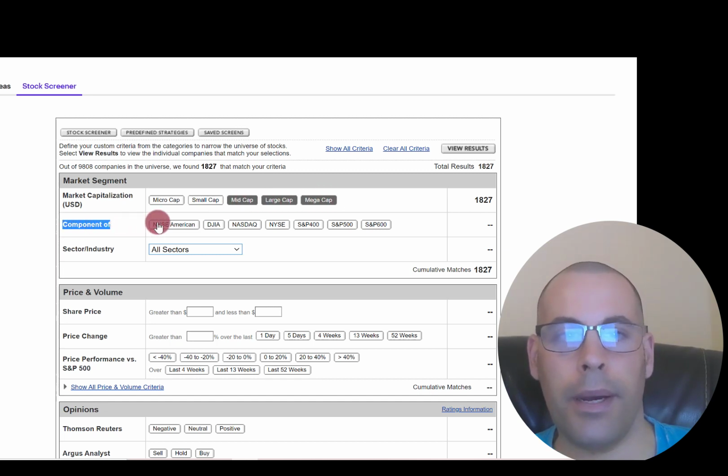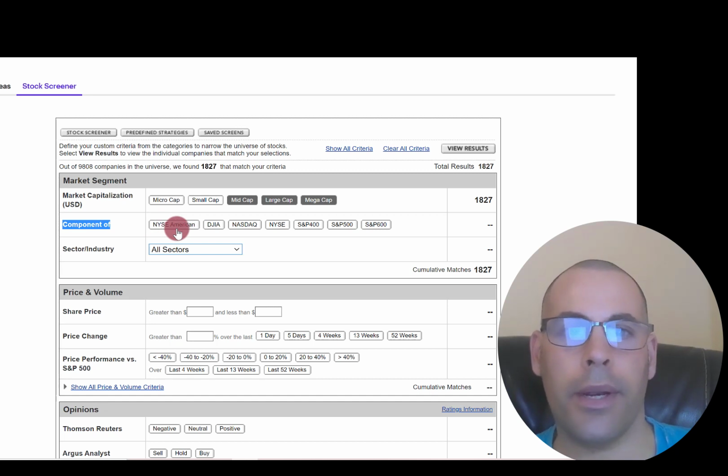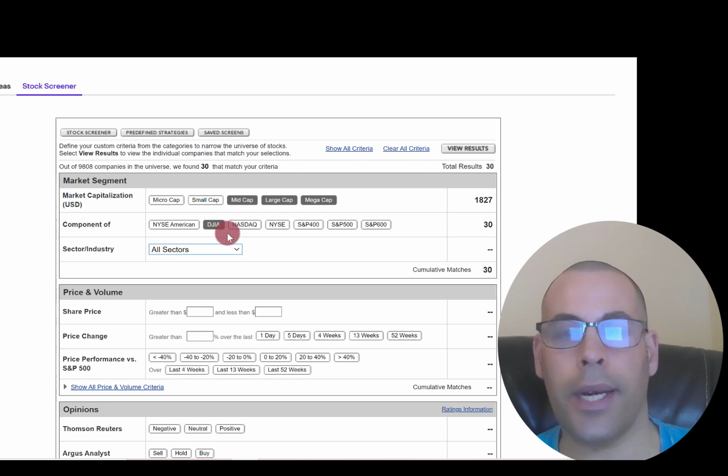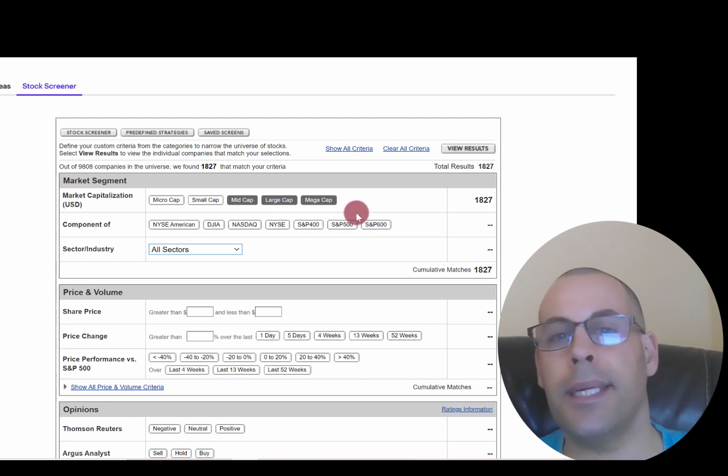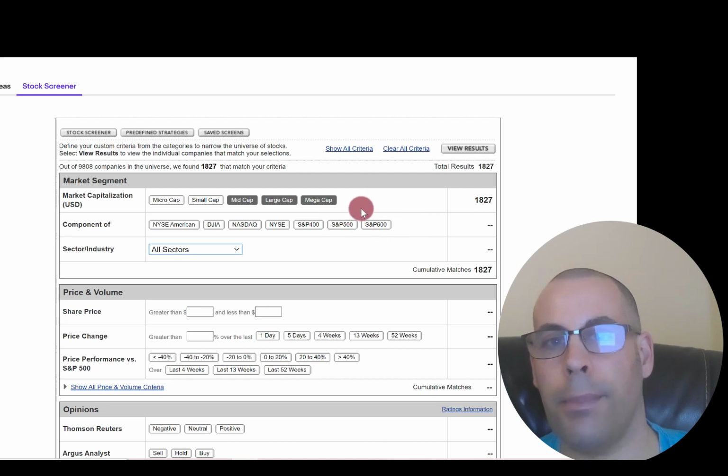Then they break it down by components. New York Stock Exchange American used to be called the American Stock Exchange. It's just an exchange where people buy and sell stocks. The Dow Jones is just an index tracking 30 stocks. The NASDAQ is a stock exchange where people buy and sell stocks. The New York Stock Exchange is the largest stock exchange in the world. The S&P 400 is an index that tracks mid-cap companies. The S&P 500 is another index that tracks large-cap companies. The S&P 600 is an index that tracks small-cap companies.